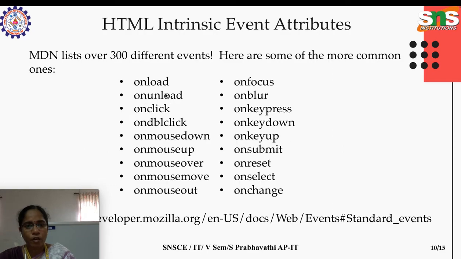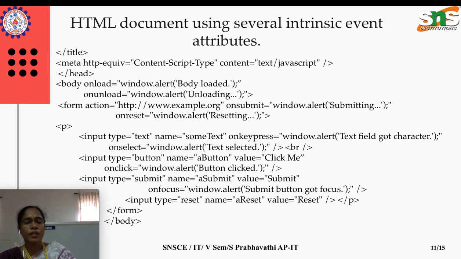Okay, so onload, onunload: when the page loads, what should happen, when we unload, what should happen, when we click, double click, mouse up, down, over, move. These are some of the intrinsic HTML event attributes which we could specify for the specific element. Only that element gets activated. And here is some more example which utilizes many HTML event attributes like onload. When the body part of this HTML document gets loaded, it will alert body loaded.